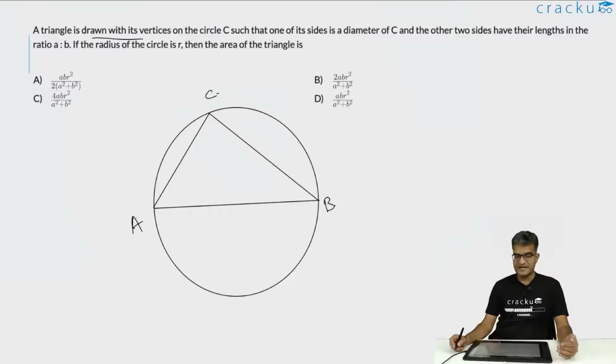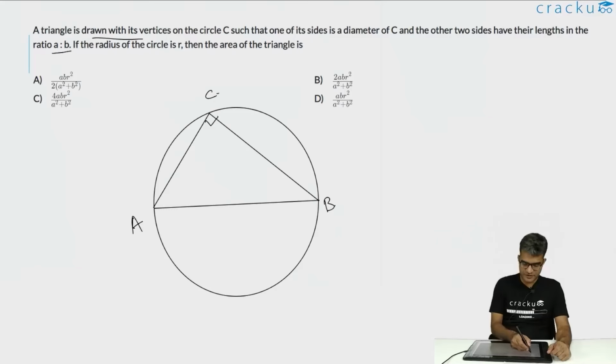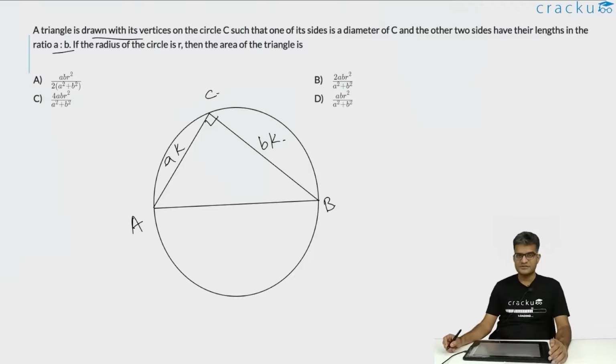Now, if this is the diameter, we know that angle C has to be 90 degrees. Why is that the case? Because the angle subtended by a diameter on the circumference of a circle is always 90 degrees. So, once this is 90 degrees, we are told that the remaining 2 sides are in the ratio of A is to B. So let this be equal to A into K for some constant K. This will be B into K. Therefore, the length of the hypotenuse AB will be K into square root of A square plus B square.